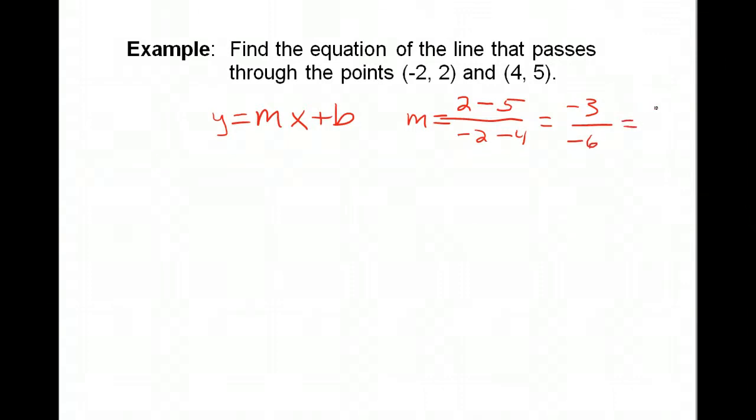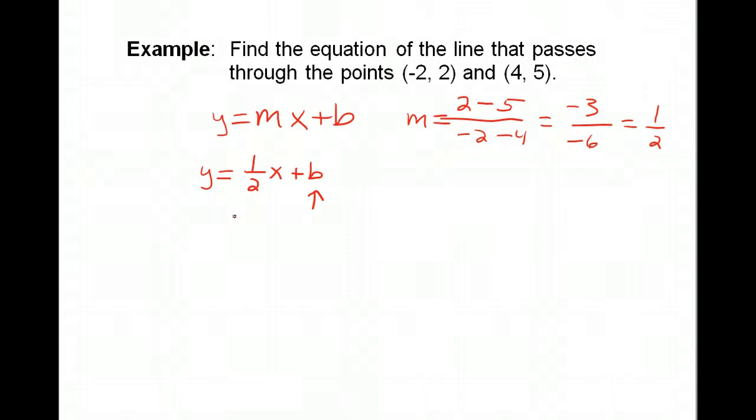So it looks like I get a positive 1/2 as my slope. That means I'm looking at y equals 1/2 x plus b. Alright, I need to find b. As in the last example, in order to find b, I need to put a point in there so I have values for x and y.